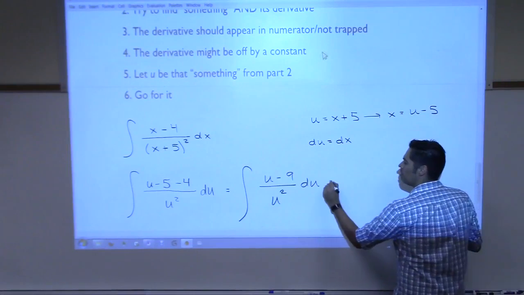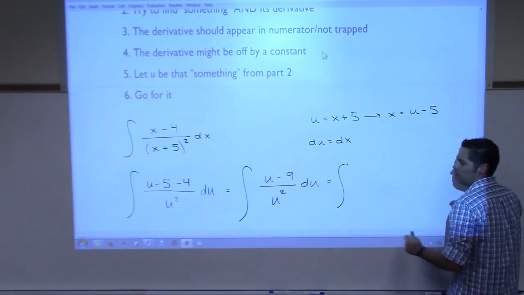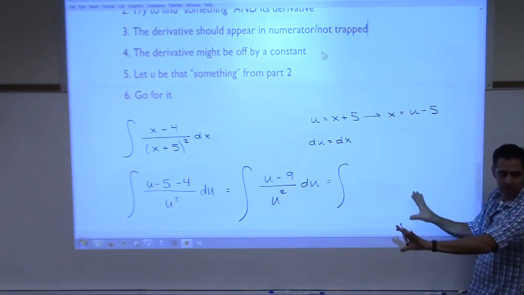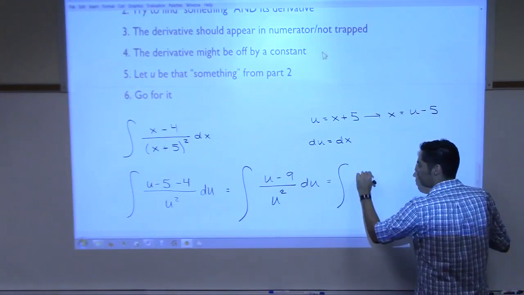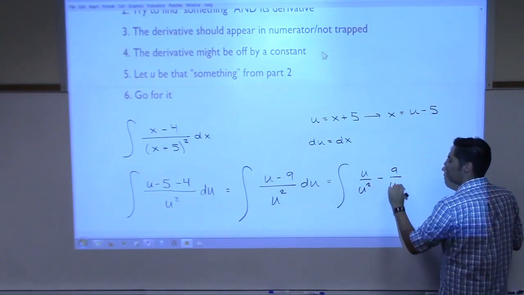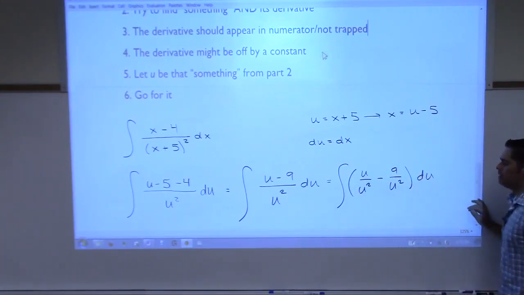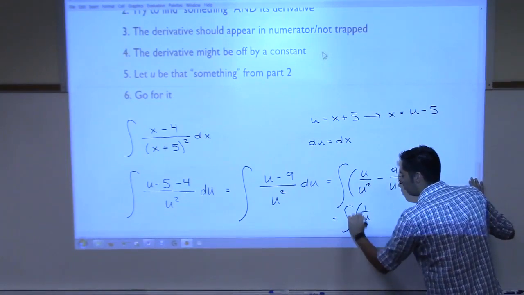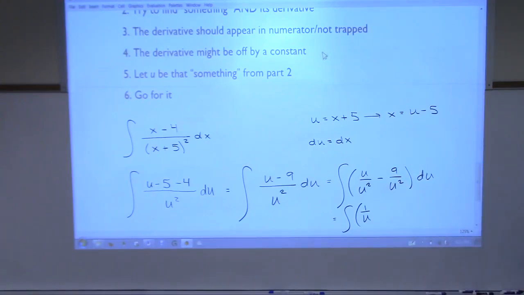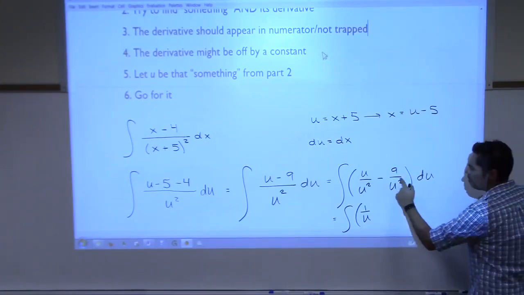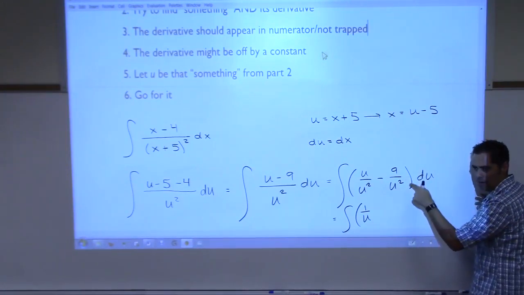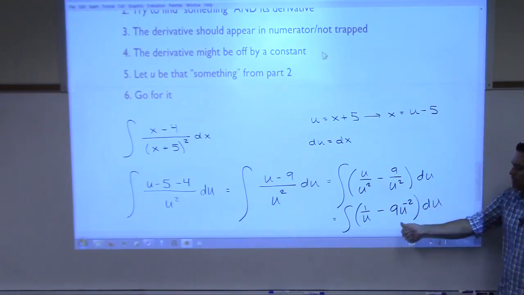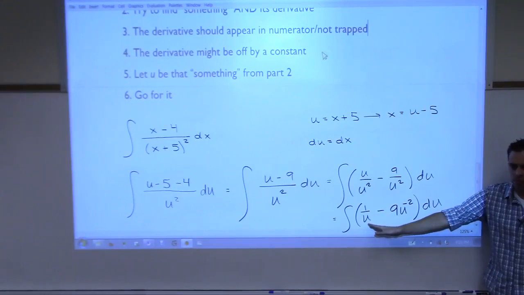So you would have this over this, minus this over this. So split it into 2 fractions. U over u squared minus 9 over u squared du. And then clean those up. U over u squared is 1 over u. And right there, when you see 1 over u, you should be thinking, bang, natural log. You should be thinking that right away now, okay? And then this one over here, that's not natural log, right? So this one I'll write 9u to the negative 2 du. So this one I'm going to need power rule on. This one I'm going to use the special property.